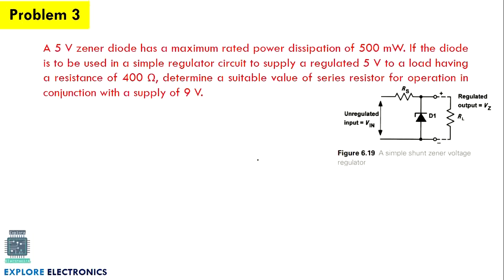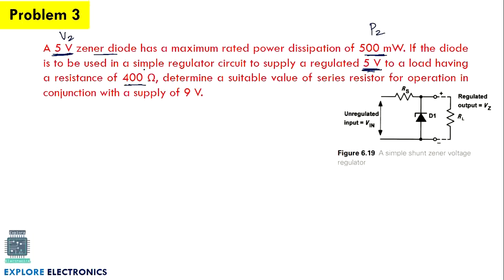The next problem is on Zener diode as a voltage regulator. The question is, a 5 volt Zener diode has a maximum rated power dissipation of 500 milliwatts. This is PZ. What is this 5 volts? This is VZ. The Zener diode is designed in such a way that it should regulate the voltage to 5 volts. That is the meaning. And the maximum power dissipation they have given, that is PZ. If the diode is to be used in a simple regulator circuit to supply a regulated voltage of 5 volts, obviously the regulated voltage will be 5 volts only, to a load having a resistance of 400 ohm. What is 400 ohm here?